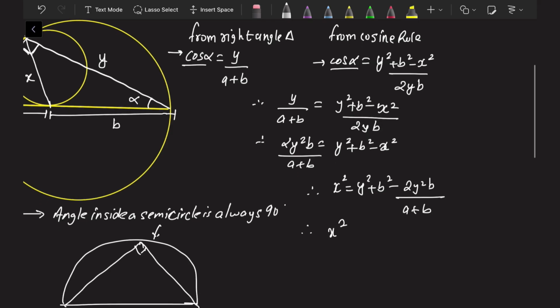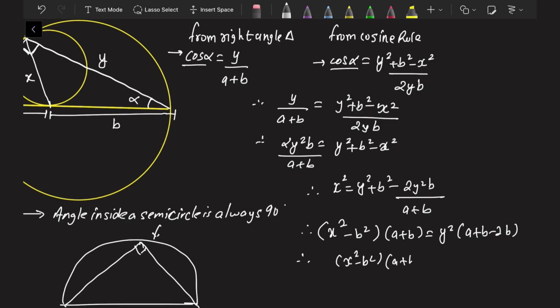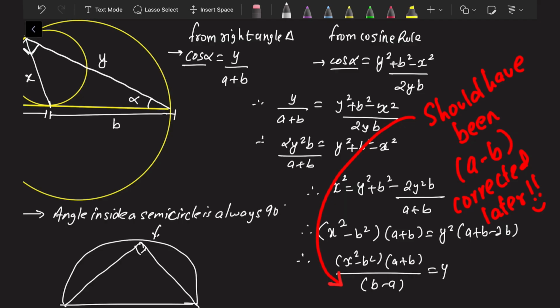Therefore x square minus b square multiplied by a plus b is equals to y square common a plus b minus 2b. Hence finally x square minus b square multiplied by a plus b divided by b minus a results in the value of y square.